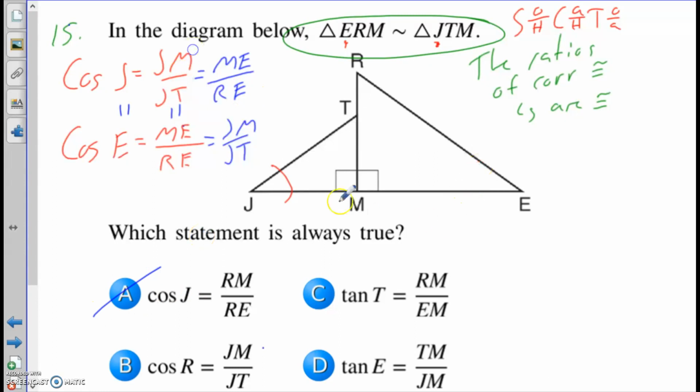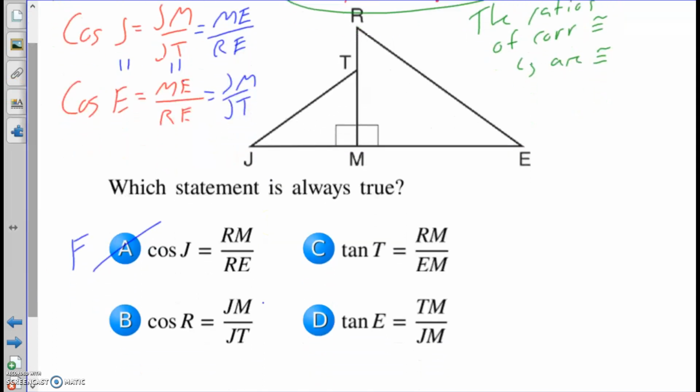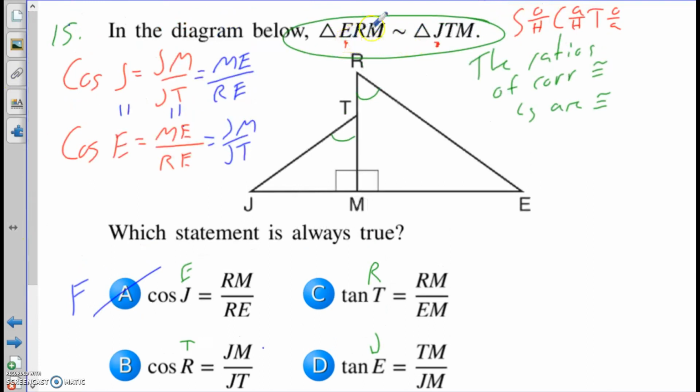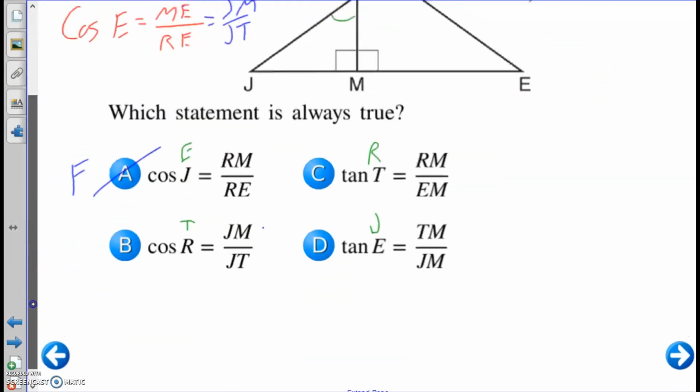So let's look at some of these other options. Again, I want to check all four choices in a true-false question. So I'll do B, cosine R. Here's R, and that's also T. So when I see R, I also want to think T, just like when I see J, I want to think E. When I see T, I want to think R. When I see E, I want to think J. How do I know they're congruent? Because similar triangles have congruent angles, and E goes with J, R goes with T, M goes with M. They're in corresponding order every time they're listed.